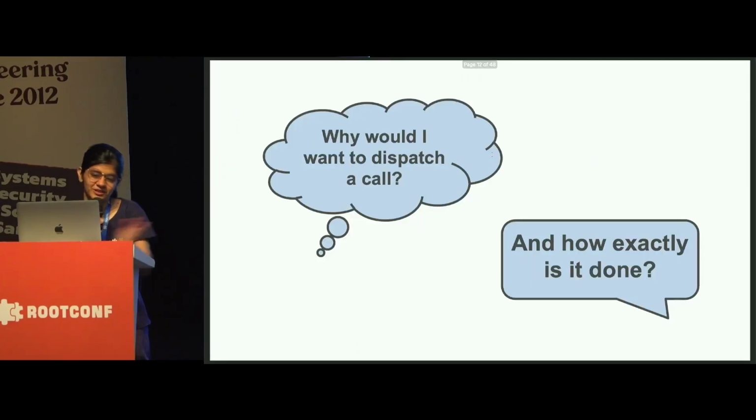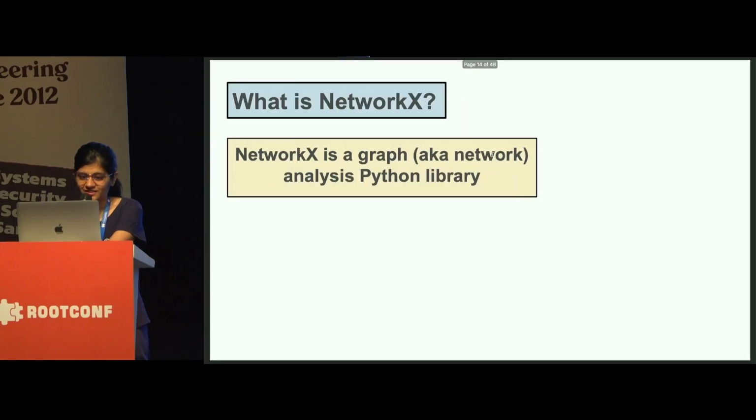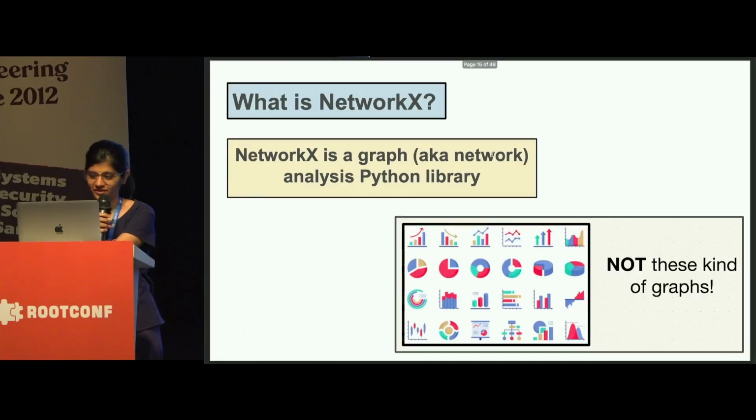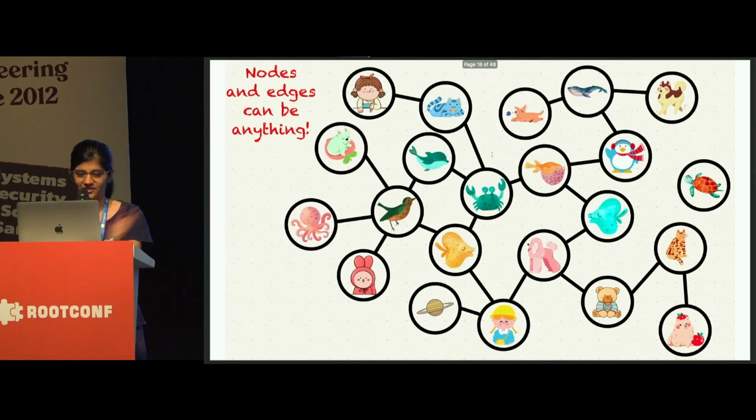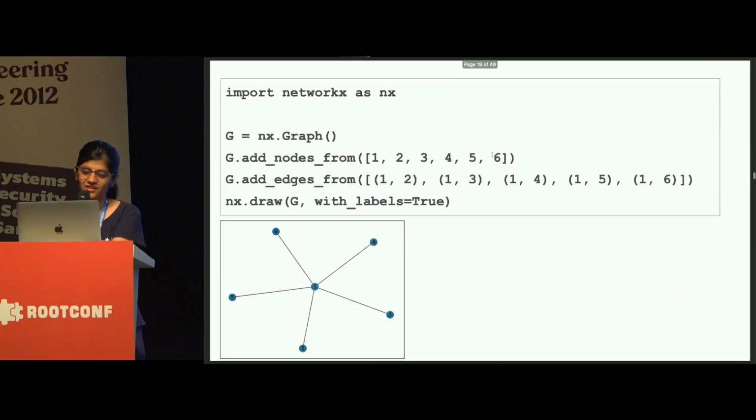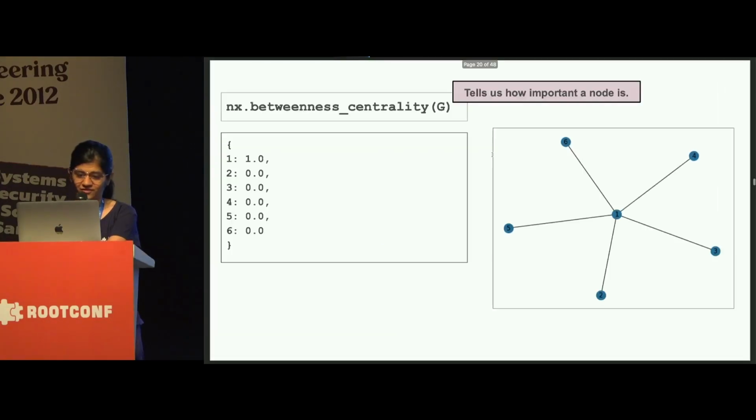But why do we do it and how do we do it? So let's see an example of NetworkX. NetworkX is a graph analysis library, not these kinds of graphs, but graphs with nodes and edges, and they can be anything you want them to be. And it has a pretty simple API. You can create a graph object and then add nodes from this list and add edges from this list, and you get a graph like this.